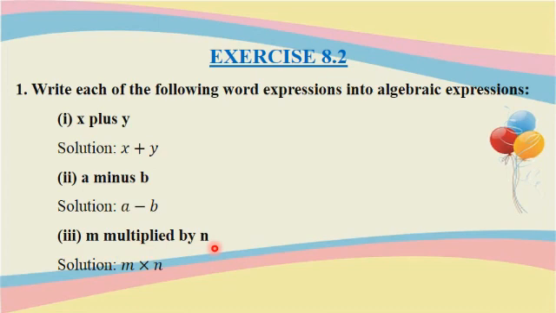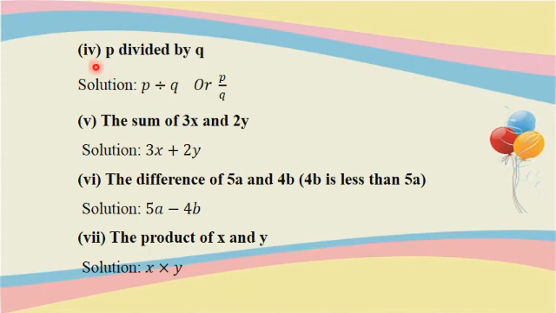m multiplied by n, so we can write m multiplied by n. Number 4, p divided by q. So we can write p, then the division sign, q, or we can write it as p upon q. Number 5, the sum of 3x and 2y. Sum means that we are going to add. So we will write an addition sign between these two terms, 3x plus 2y.